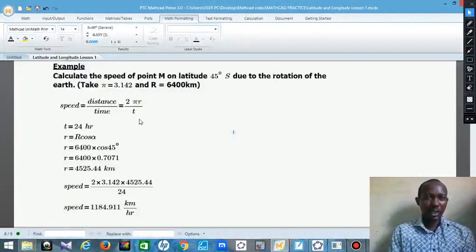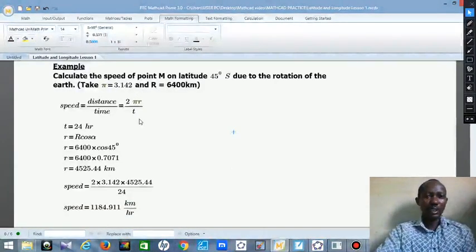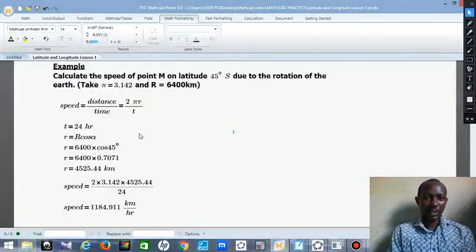These are the two major calculations you may be asked in this topic: the speed of rotation of a point, or the length of the parallel of latitude. By the time you know these two approaches, I'm telling you the truth, everything else you will be asked in this topic will be very simple. In our next class, we shall do distance between two points. That is the major thing WAEC focuses on in their exam questions.